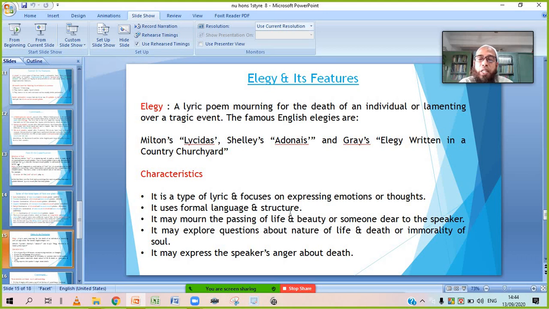It uses formal language and structure. It may mourn the passing of life and beauty or someone dear to the speaker. It may explore questions about the nature of life and death or the immortality of the soul. It may express the speaker's anger about death. So these are the characteristics of an elegy. And besides this, it's a short poem, and the diction is very lucid, because it's an elegy.